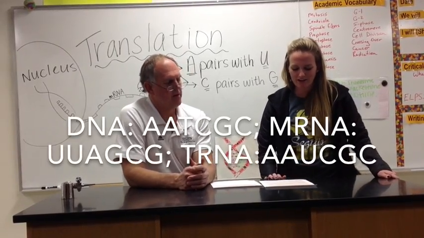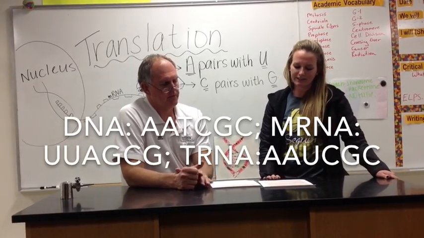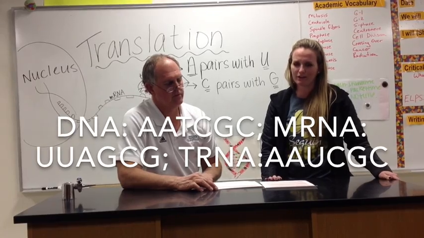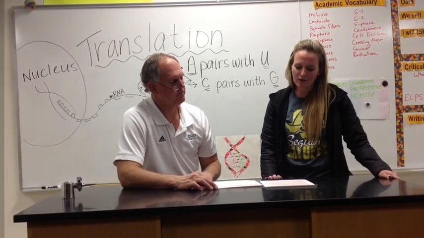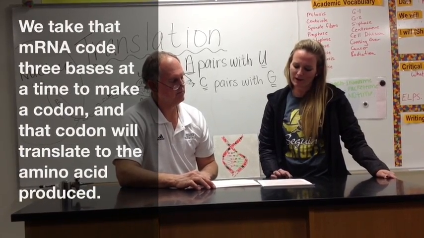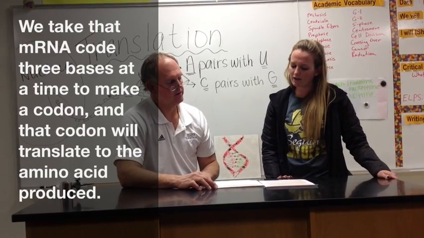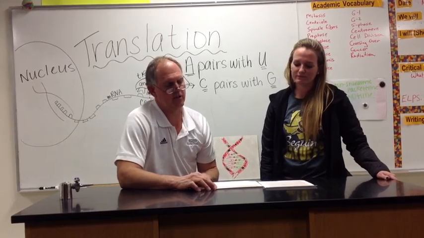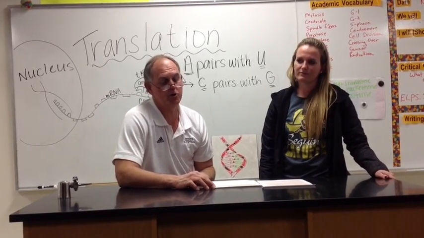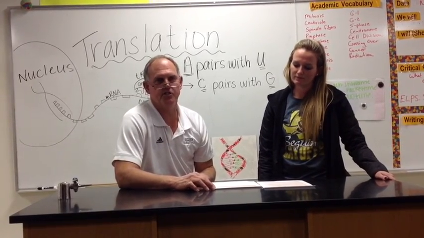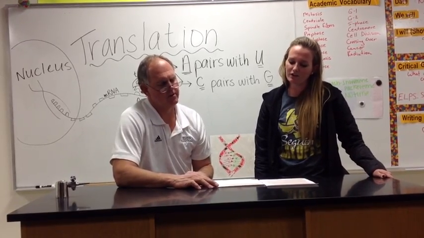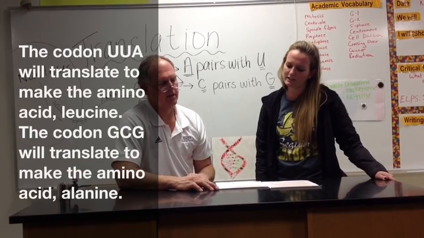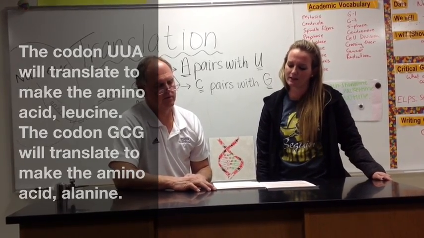If mRNA is UUA-GCG, then the tRNA will translate that to AAU-CGC. Now, we take that mRNA code 3 bases at a time to make a codon, and that codon will translate to the amino acid produced. So the codons are based on the mRNA and would be UUA and GCG. Right. Now the codon UUA will translate to make the amino acid leucine, while the codon GCG will translate to make the amino acid alanine.